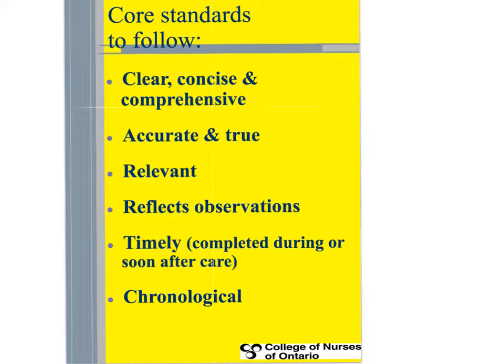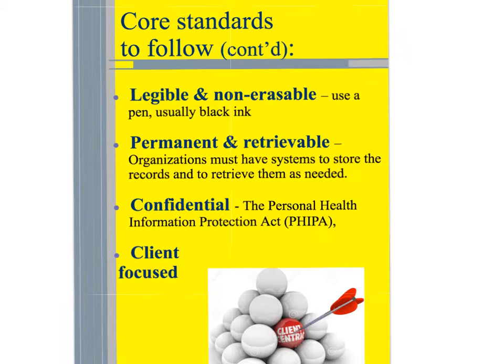So core standards, again: clear, concise, comprehensive, accurate and true, relevant, reflect observations, timely, and chronological. Additional standards to follow include that it needs to be legible and non-erasable. So this means that if the document is a permanent document, such as a progress note, we're going to document in ink. And typically, the facilities will institute that if you are documenting pen and paper, you're using black ink because it's easier to photocopy. It comes out more clearly.